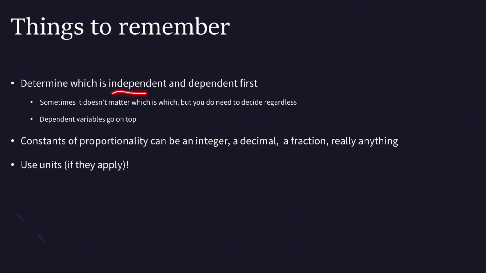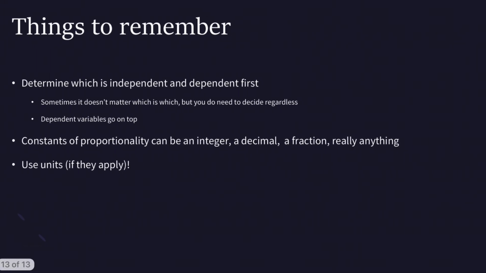So some things to remember. When you're making a proportion, remember to do independent and dependent first, because we're going to be putting the dependent variable on the top and the independent variable on the bottom. Sometimes it doesn't matter, but you do need to write down what is independent and dependent so that someone who's looking at your work can replicate it. Constant of proportionality can be an integer, a decimal, or a fraction, or any kind of number, really. And then use units if they apply. We saw some examples where they didn't apply. If the independent and dependent are in the same unit, you don't need to have units in your constant of proportionality. But when in doubt, write down the units and then use them like you would in a fraction.